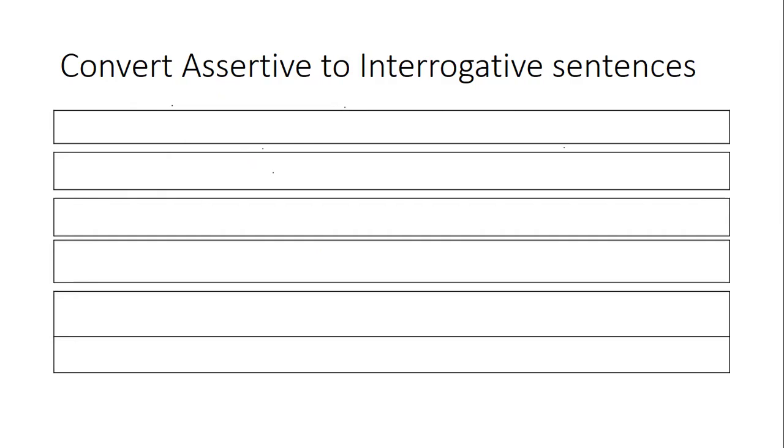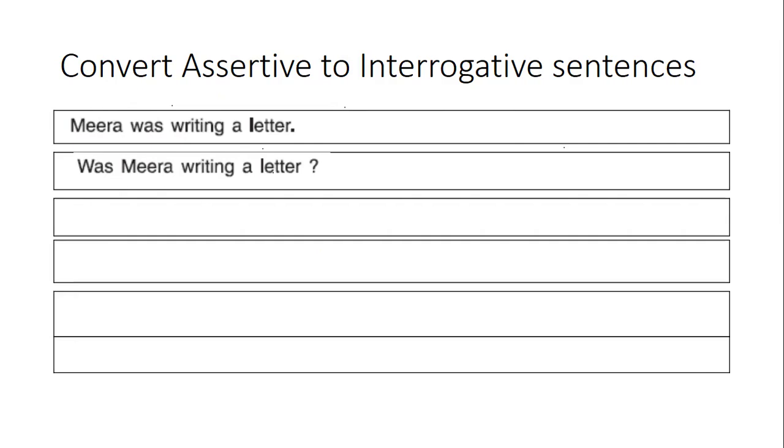Now, we are going to do an exercise where we'll convert an assertive statement to an interrogative sentence, right? A positive sentence to an interrogative sentence. Mira was writing a letter. Now, what if this sentence you have to write in terms of asking a question? Was Mira writing a letter? So, see, the verb which was here, now I'm going to place it here, and that will create an interrogative sentence. You are asking a question now. Before it was a statement, but now you are asking a question.